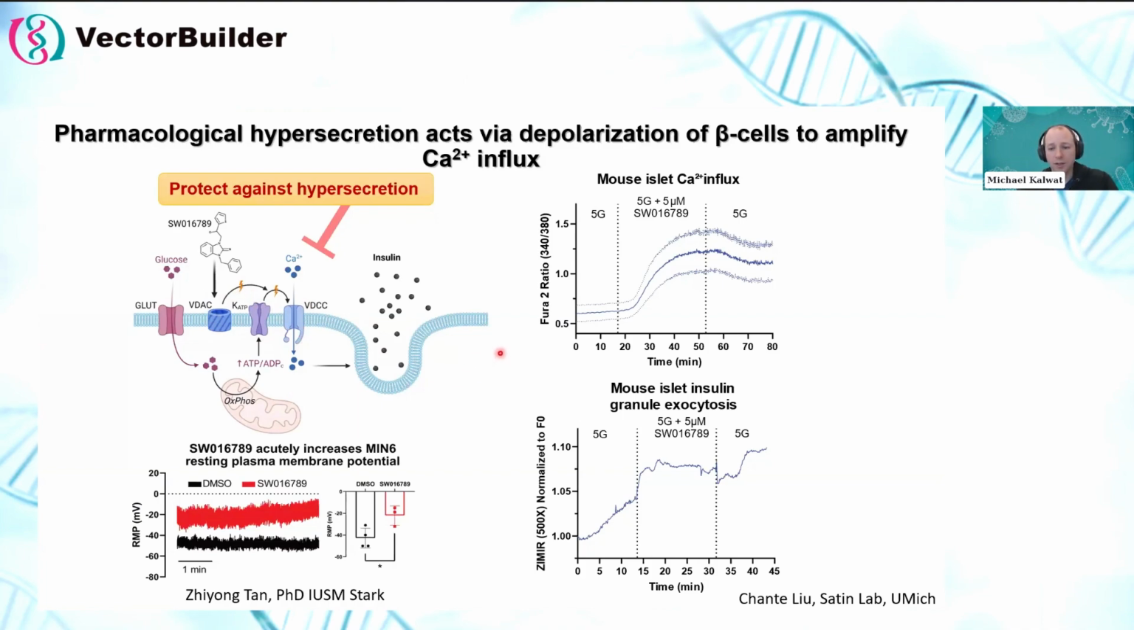It was also nice that our collaborators in Michigan, the Les Satin lab, were able to confirm some of our results. They took isolated mouse islets and measured calcium influx in response to our compound, they could detect a robust response, and they could also detect increased insulin granule exocytosis from mouse islets in response to our compound.